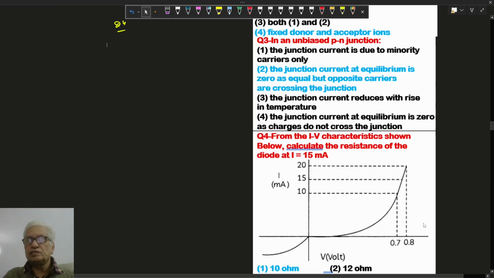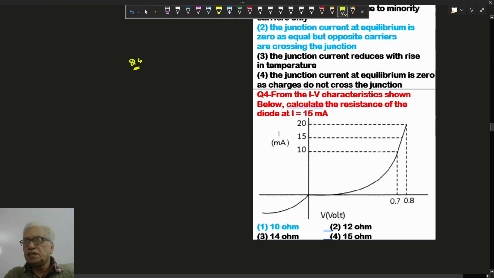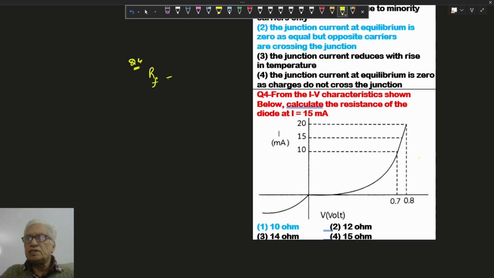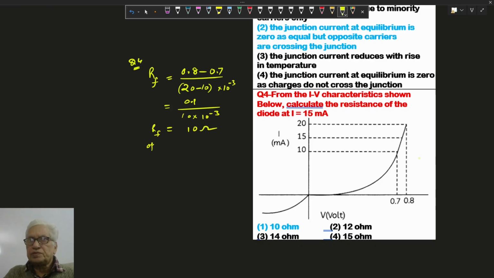And question 4. Here we have to find the resistance at 15 milliampere current. Resistance in forward biasing, in the active region: the voltage difference is 0.8 minus 0.7, and the current difference is 20 minus 10, that is in milliampere. So here 0.1 upon 10 into 10 to the minus 3. After solving and cancelling, we get 10 ohm resistance.